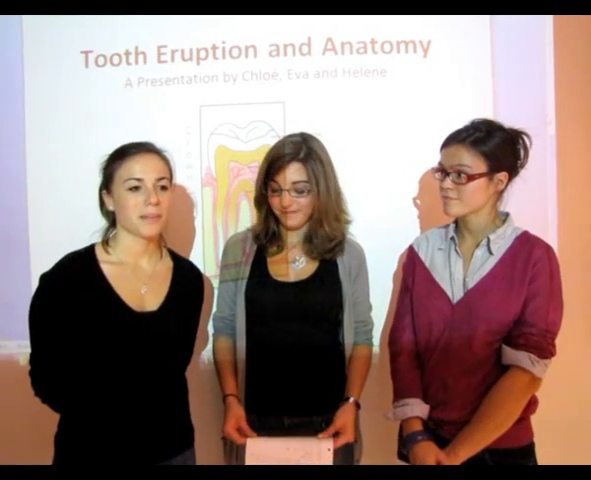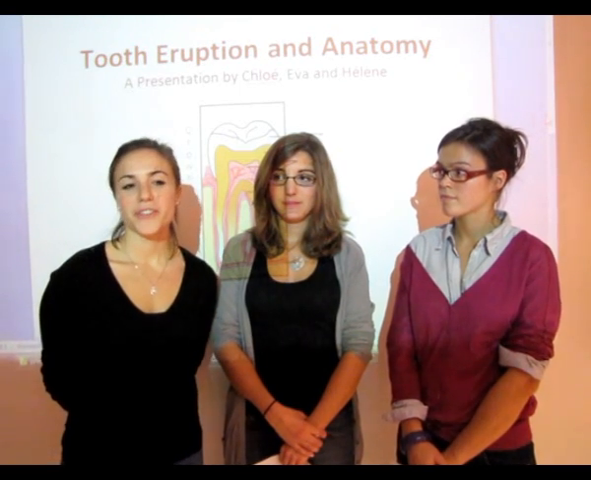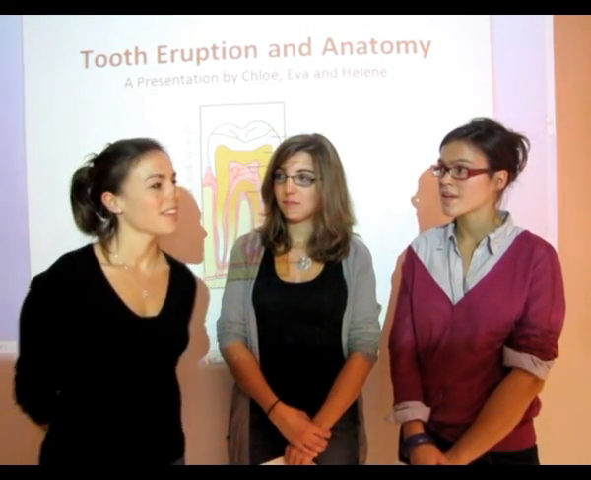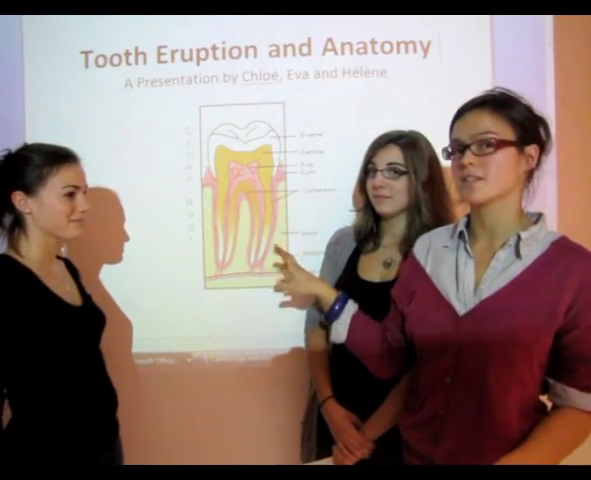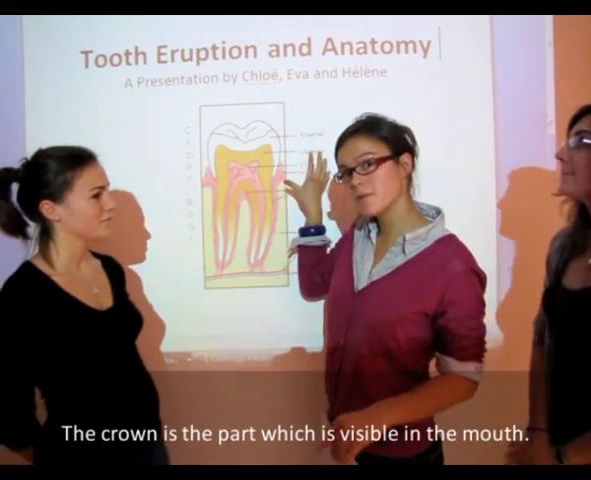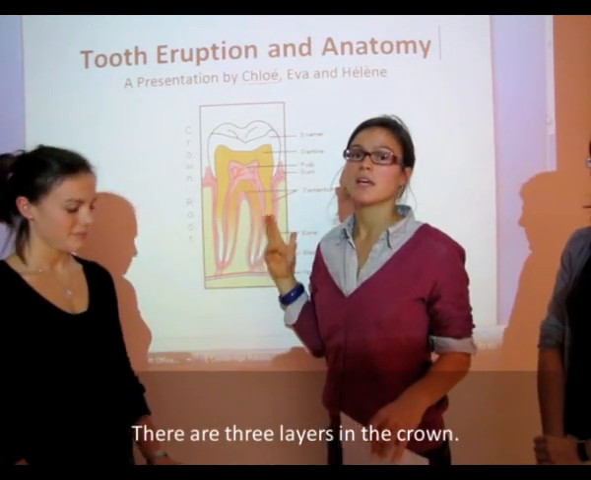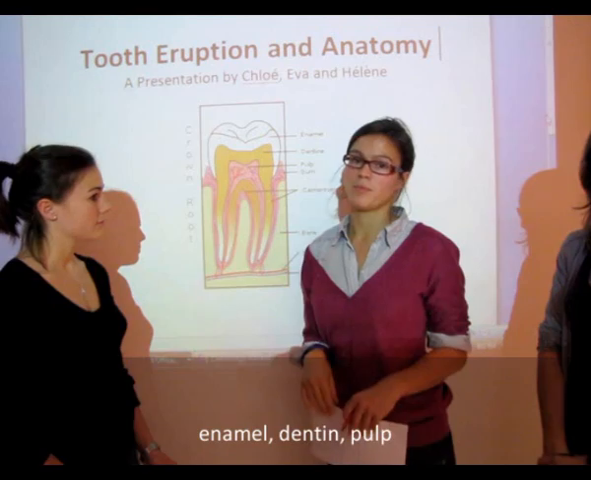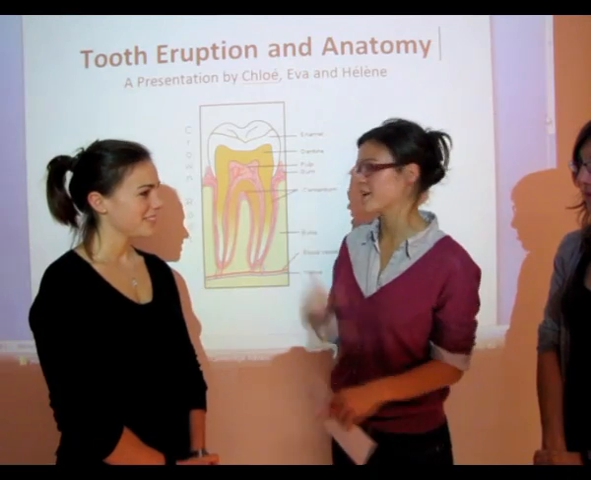Now let's speak about the second part of our work, which is tooth anatomy. First of all, we'll talk about the crown, and after that the root and the dental environment. So, sorry, the first part of the tooth is the crown. It's the part which is visible in the mouth, and there are 3 layers in the crown: the enamel, the dentin, and the pulp. So Eva, could you describe to us those 3 layers, please?